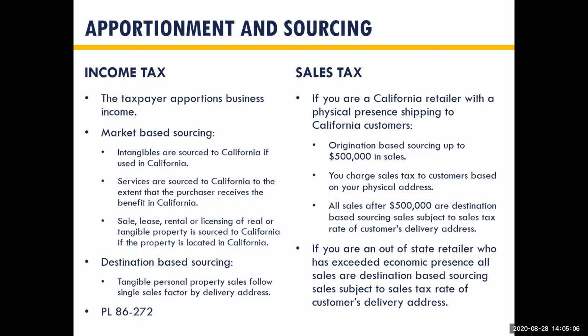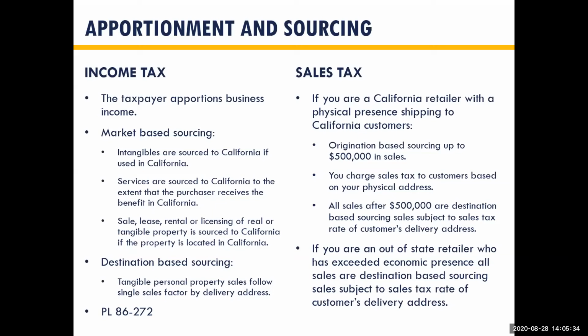Sale, lease, rental, or licensing of real or tangible property is sourced to California if the property is located in California. So when you think about market-based sourcing, you essentially just need to ask, where are the customers located? If you are able to figure out where they're located, and you should, advise all of your clients to have the ability to locate the customer to the best they can, whether it's delivery address, billing address, etc.